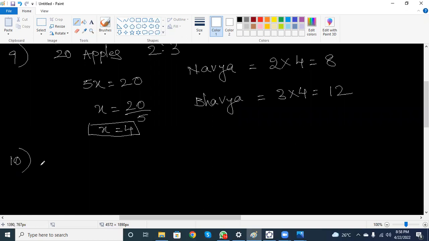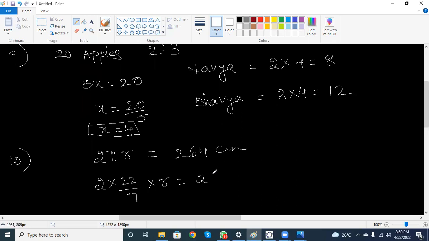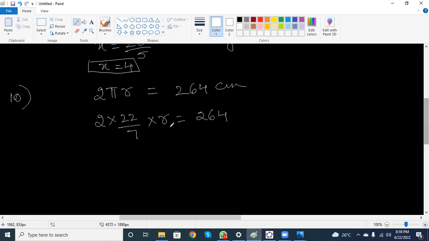Next, 10th question. If the circumference of the circle is 264 centimeters, find the radius. The circumference of the circle formula is 2 pi r, which is given as 264 centimeters. You need to find out the radius. We know the pi value, 22 over 7. R we need to find out. Let's keep it as the same variable. So only R we want. So let's keep this on the left side. Remaining everything we will transpose to the right side. So here multiplication of 2 will become division. A fraction, when you transpose to the other side, will become a reciprocal. So 7 over 22.